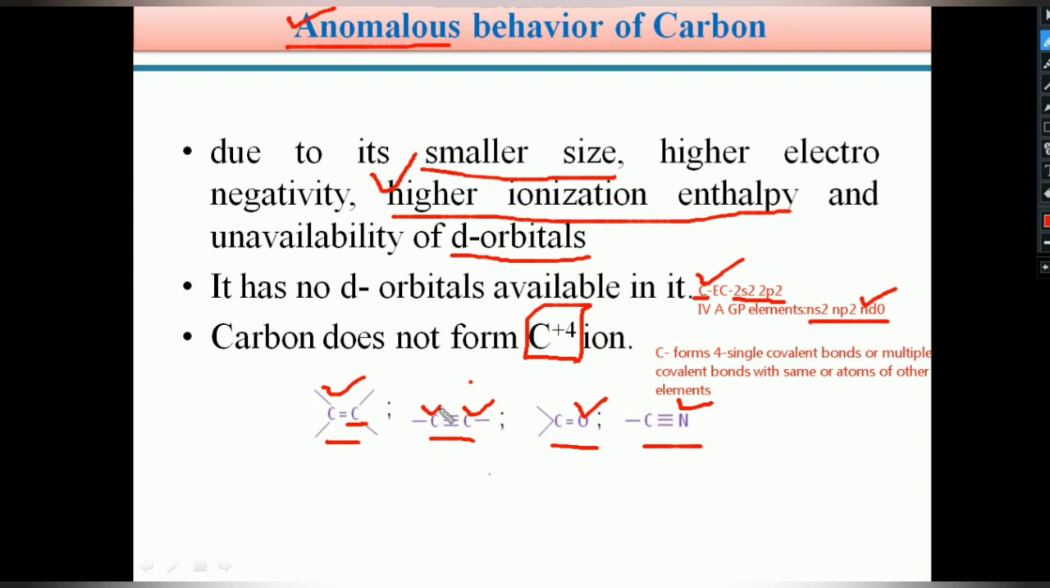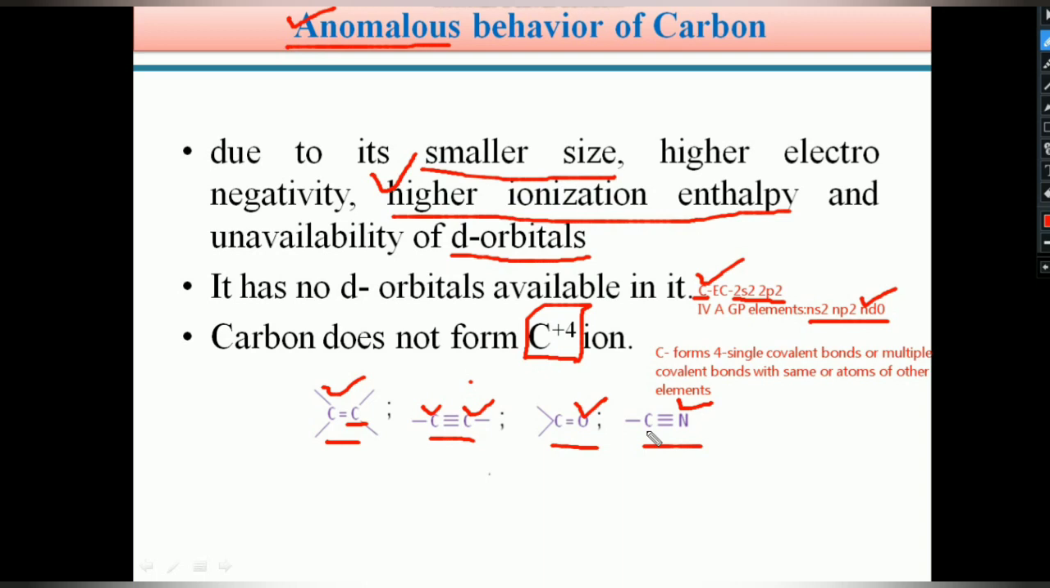So students, you are very familiar with the hybridization concept. Here, in C double bond C, carbon hybridization is sp2. In C triple bond C, carbon hybridization is sp. In C double bond O, hybridization of carbon is sp2. In C triple bond N, hybridization of carbon is sp. So in this manner, carbon has the ability to form single covalent bonds or multiple covalent bonds with other carbon atoms or with atoms of other elements. But for the remaining fourth A group elements, this type of possibility is not possible.